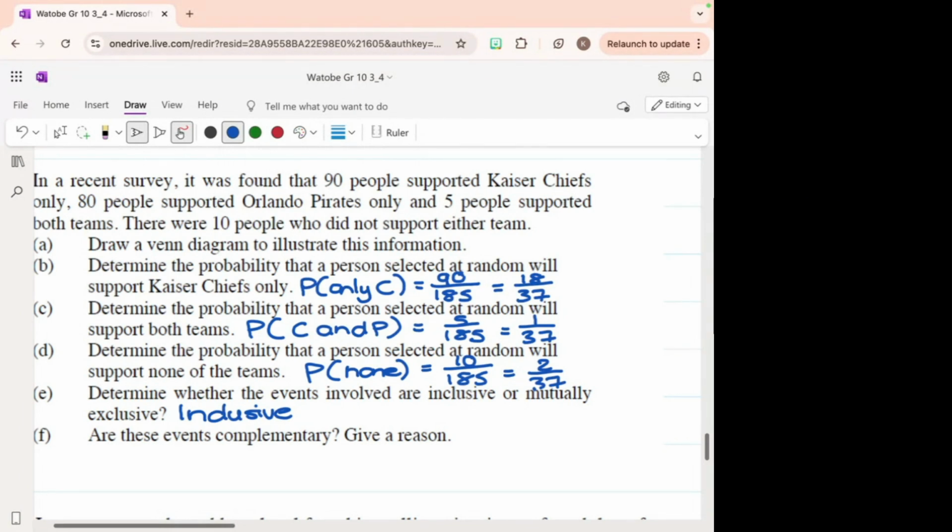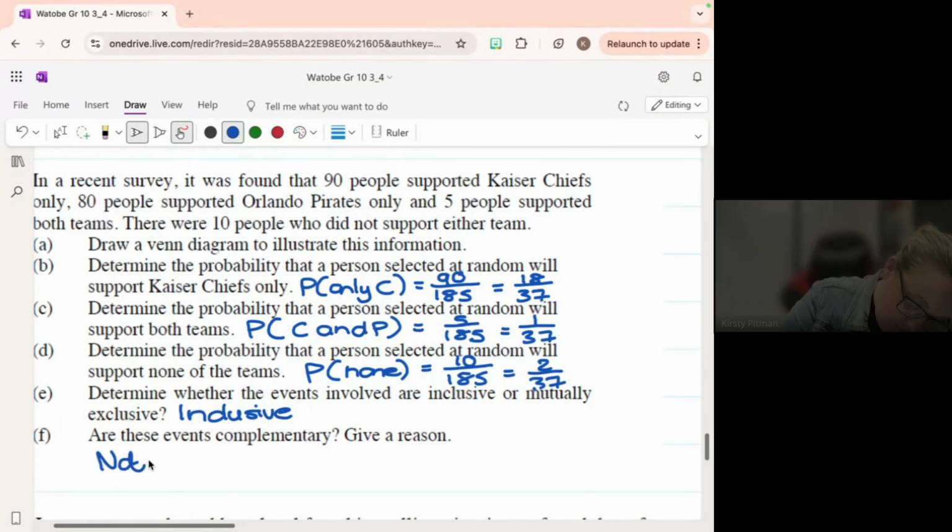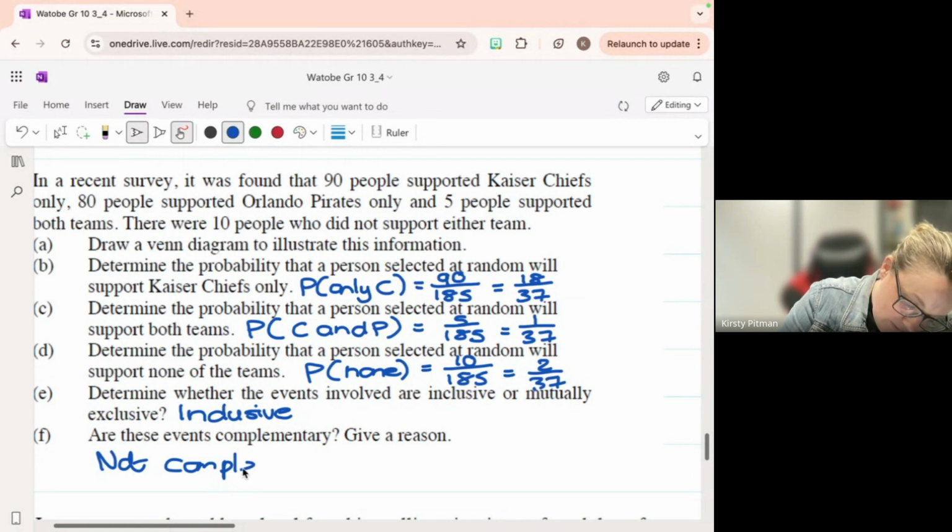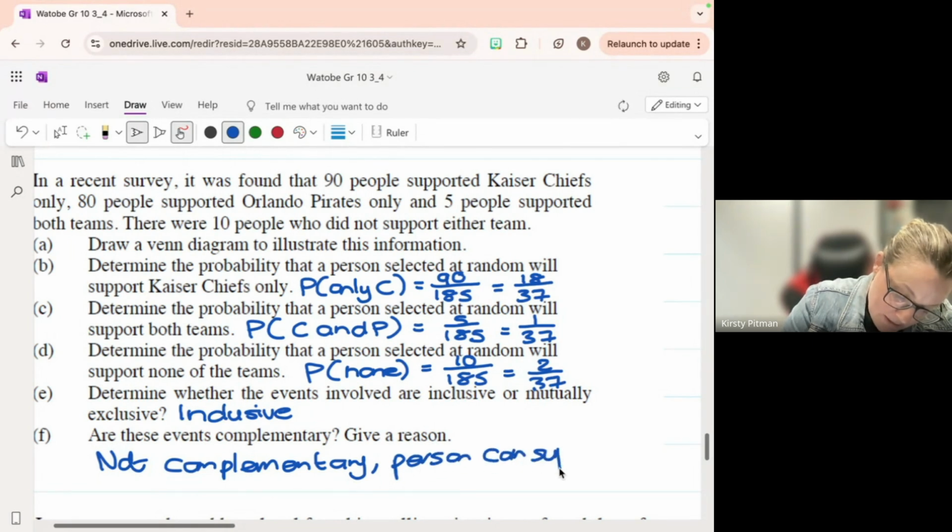So in this case, supporting the Kaizer Chiefs and supporting the Orlando Pirates, they're not complementary. Because a person can support both teams. So because you can support both teams, the events are not complementary.